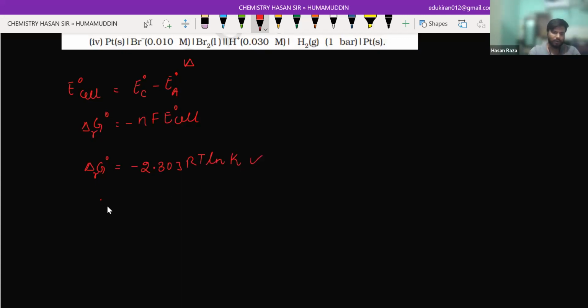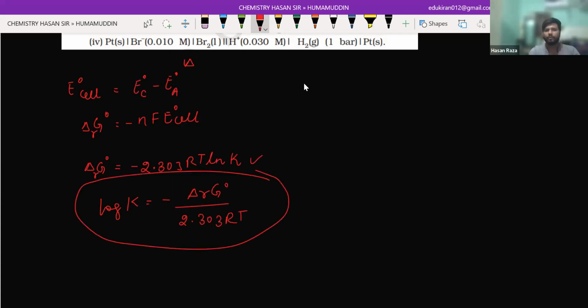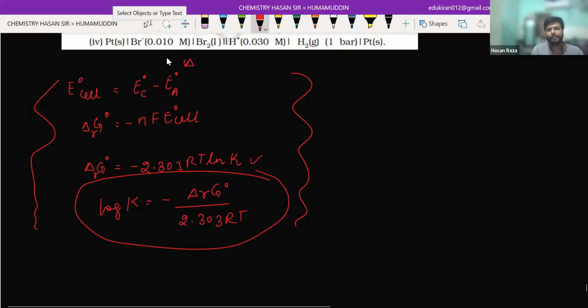So if you want to calculate, log K will be equal to minus delta RG naught divided by 2.303 RT. So please be careful. These formulas are very important. The answer of this question will be directly solved with the help of these formulas. Okay. Please do write it.